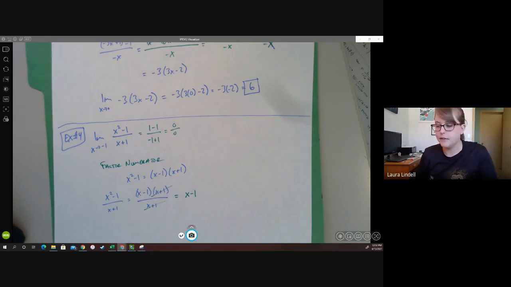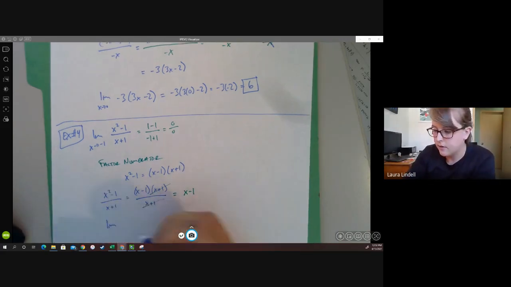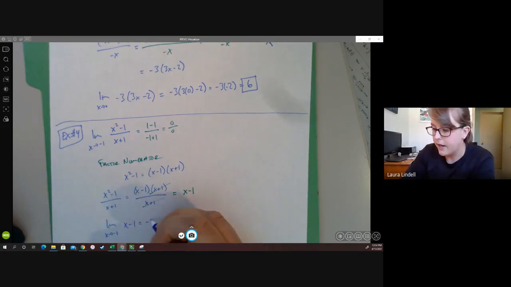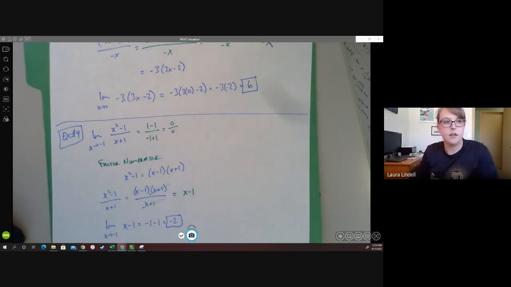And now we can take the limit as x approaches -1 of x minus 1. And then we just get -1 minus 1, which is -2. Okay. So those are two other scenarios that you guys might see when you end up taking limits here.